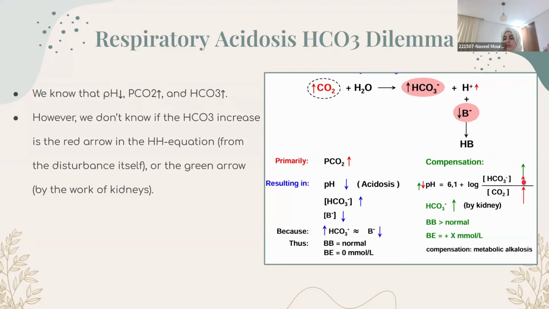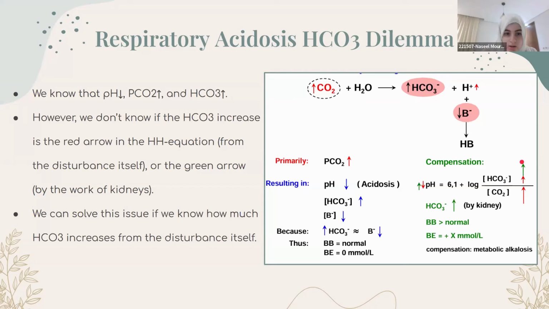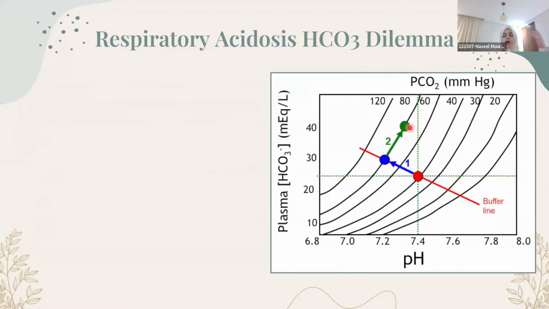However, we don't know if this increase in bicarbonate is happening because of the disturbance itself or if it's the compensation. Okay? So the red arrow shows just from the disturbance itself. The green arrow shows that this is a compensation. So how are we supposed to know which one it is? We can know this by knowing the normal increase in bicarbonate from the disturbance. So in other words, I want to look at this Davenport diagram, right?